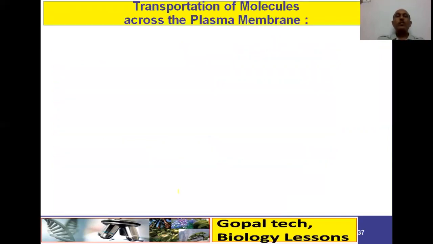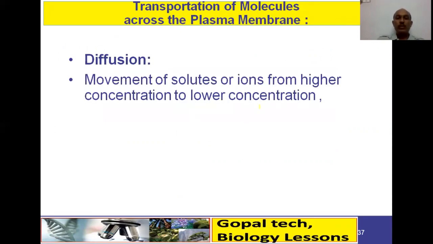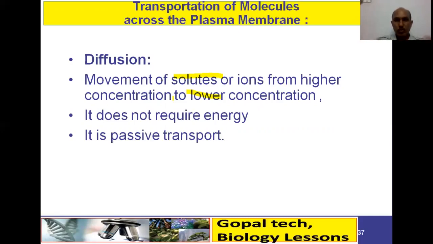Now, transport of molecules across the plasma membrane. It is done by diffusion. What is diffusion? Very, very important. It is the movement of solute or ions from a higher concentration to a lower concentration. That is called random movement of molecules. It does not require energy. Therefore, it is purely passive transport. No energy is required.